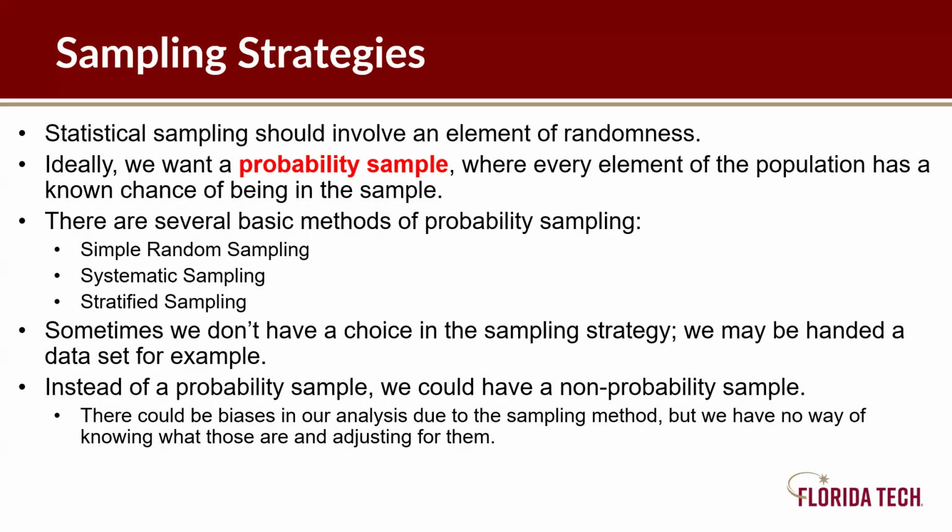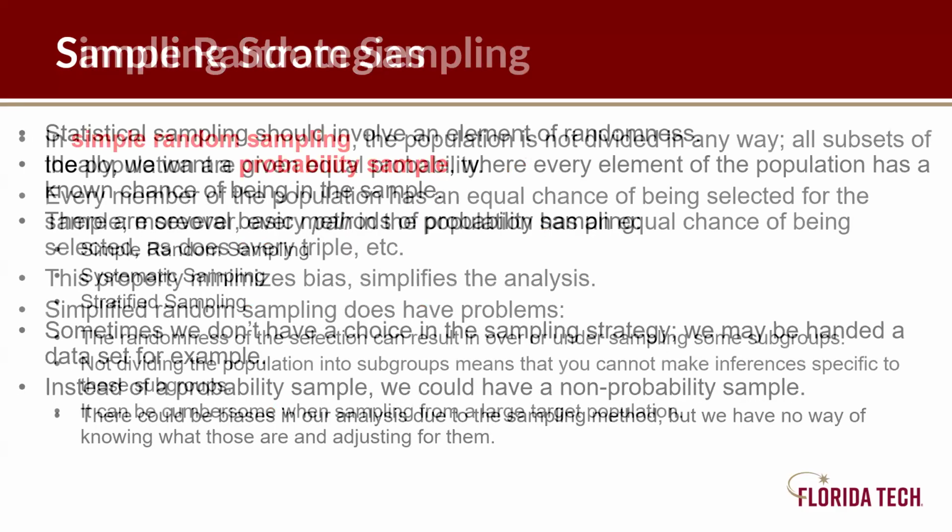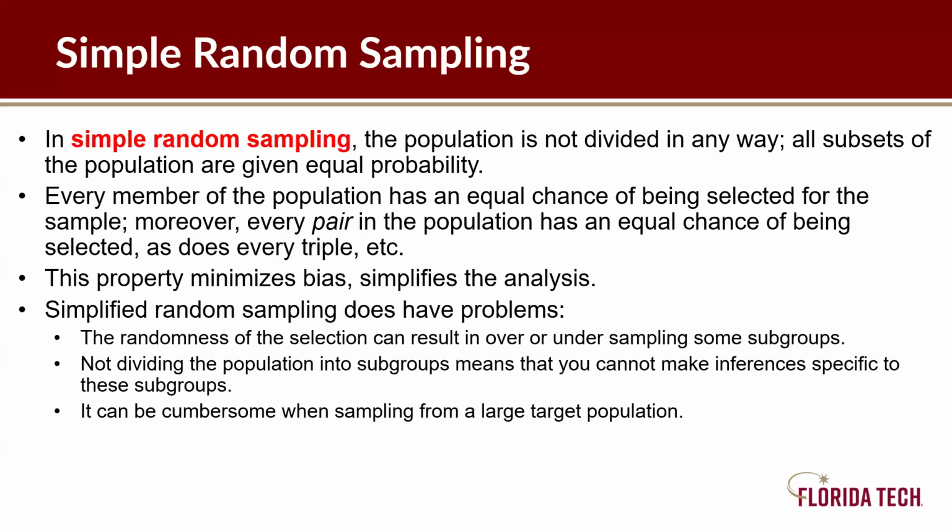So we're going to mostly, for this class, assume the ideal setting, which is that things have worked out. We have gotten a probability sample, and so our math works. Okay, so we'll start with simple random sampling.